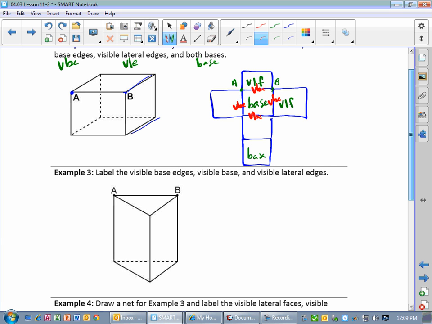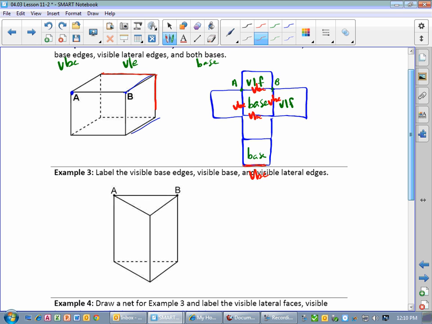Okay. Notice those are all sides on the base, right? And we had two on the other base that we could see, which were the top. Think about where the top would go. We folded this back up. What is this right there going to be on this base? Well, it's going to be down here. Because if we fold that back up, that's going to come all the way around and reach back up to the top. So we've got a visible base edge down here.